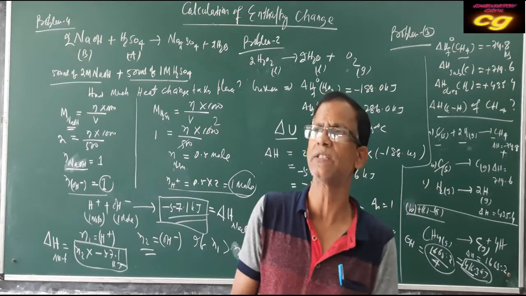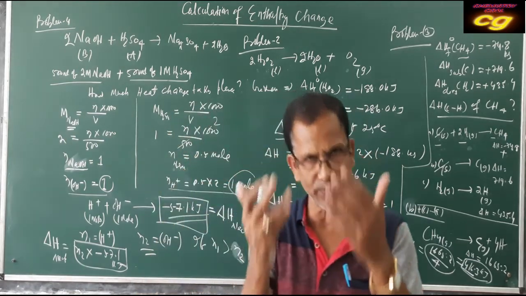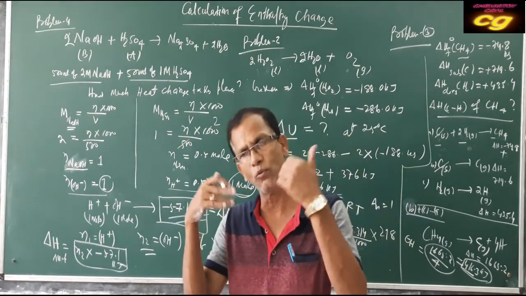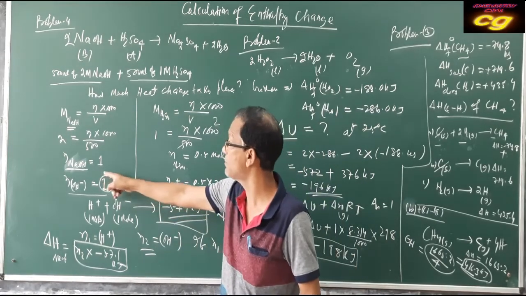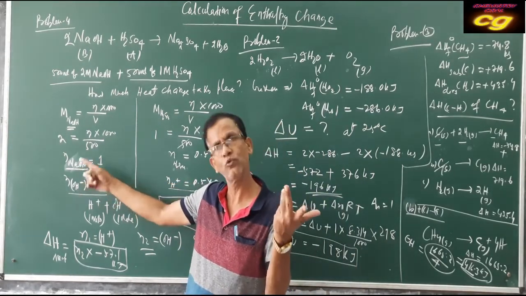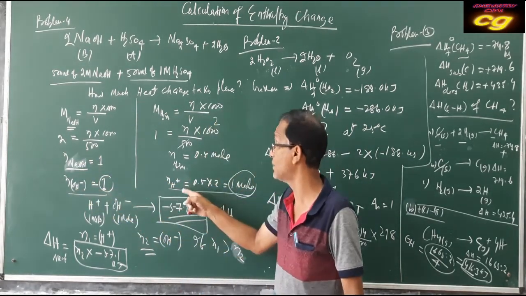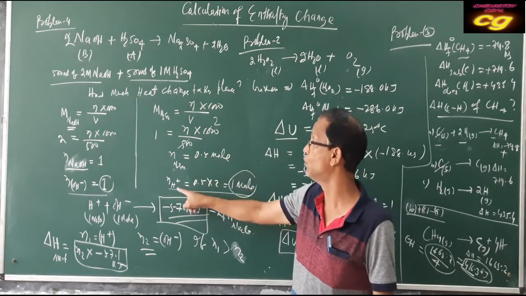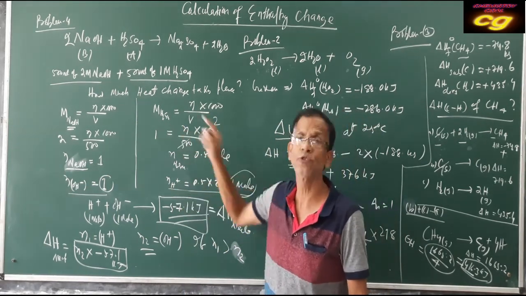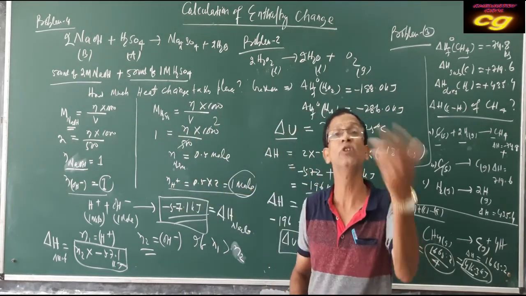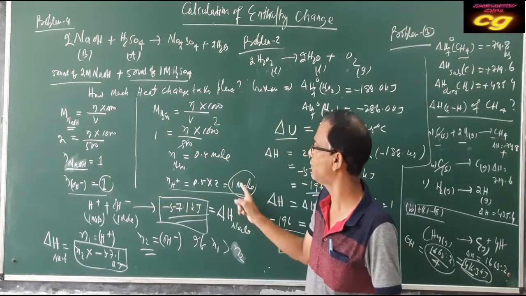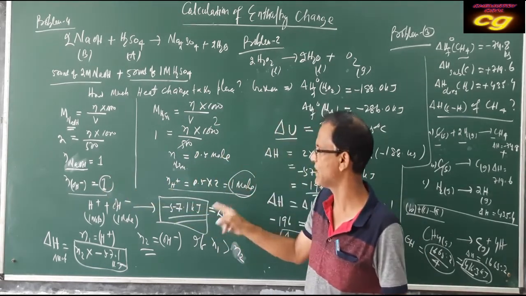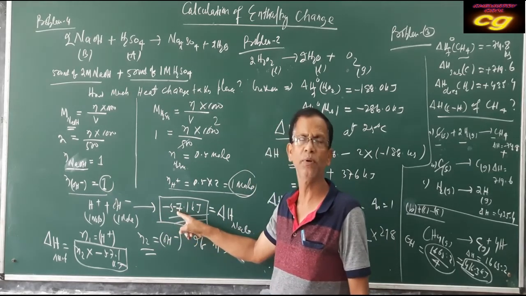So you have to calculate the number of moles of acid, then the number of H plus ion, then the number of moles of base, then the number of OH minus. Here in case of NaOH, 1 mole produces 1 OH minus, but in case of sulfuric acid, 1 mole produces 2 moles H plus, because sulfuric acid is H2SO4. 1 mole produces 2 H plus, so 2 is multiplied. So in both cases the number of moles of OH minus and H plus is the same. That's why the result is minus 57.1.